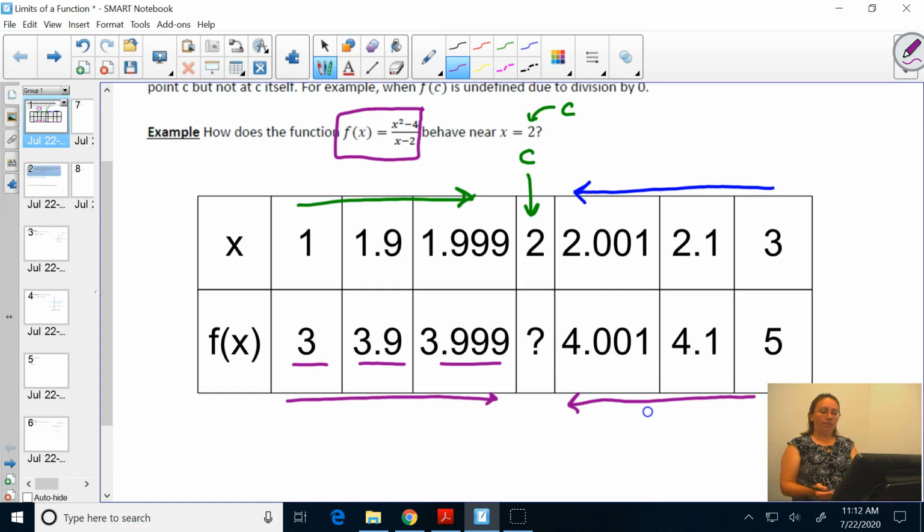What's in between 3.999 and 4.001? What do you think the limit of this function is? Just bigger than 3.999 and just smaller than 4.001 would be 4. This is what we call the limit of this function as x approaches 2.